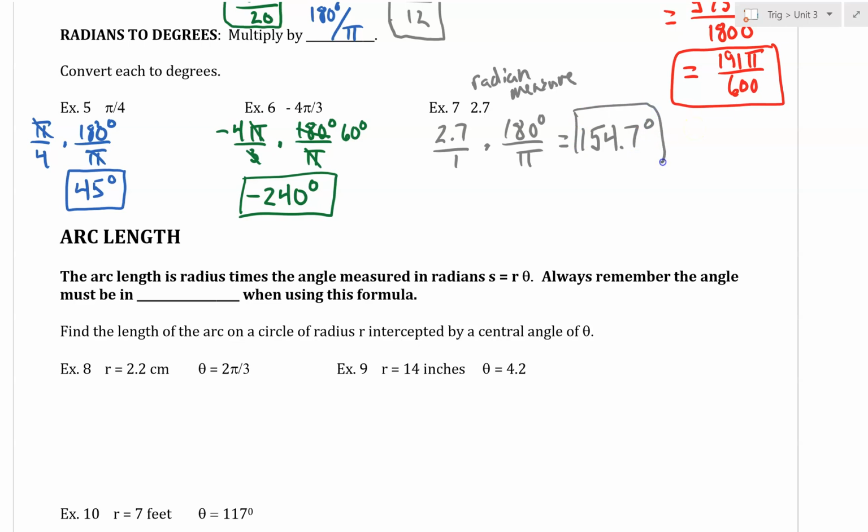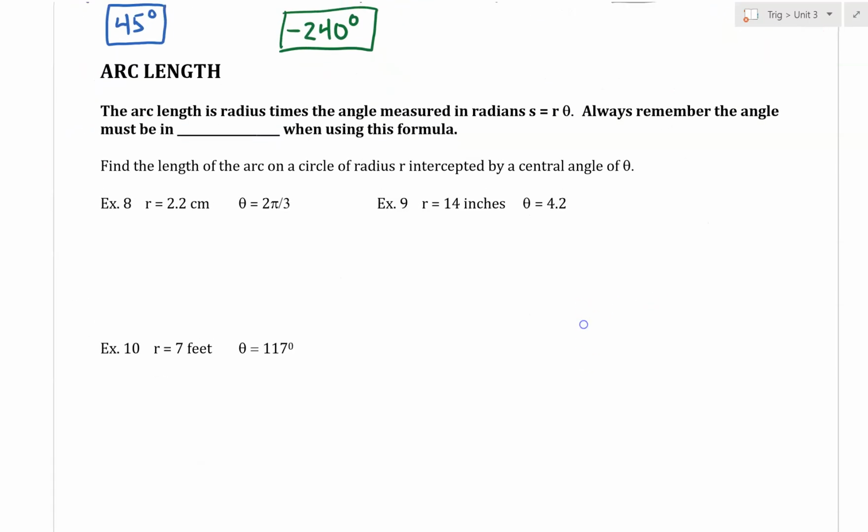Keep in mind, you need to make sure you are stating degrees if that's what you're looking for here.